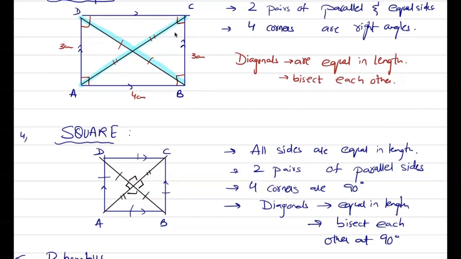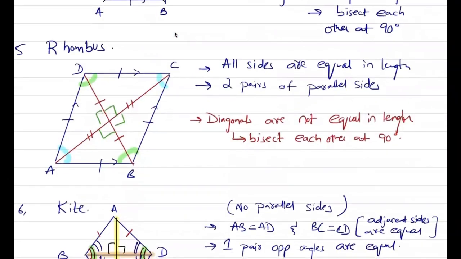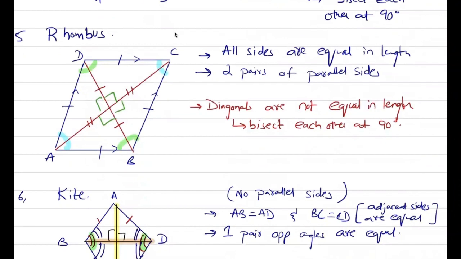All good? Okay. The next figure is the rhombus. Now, a rhombus also has equal lengths. So AB, BC, CD, and AD are equal in length. So all the sides are equal in length. In the rhombus, there are also going to be two pairs of parallel sides. So AB and DC are parallel. BC and AD are also parallel.